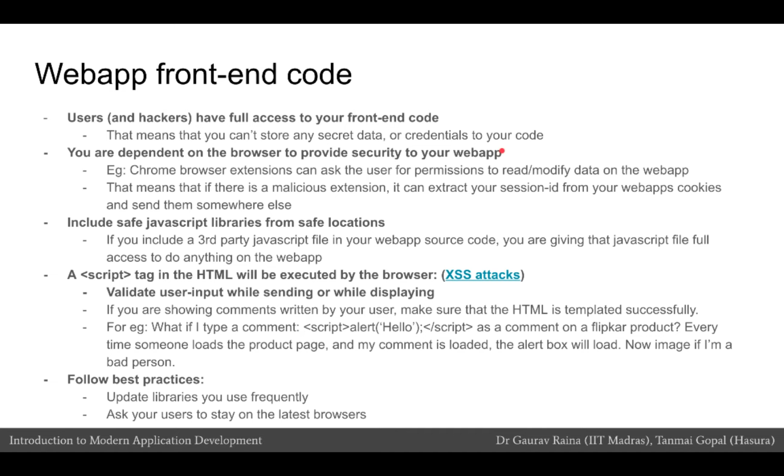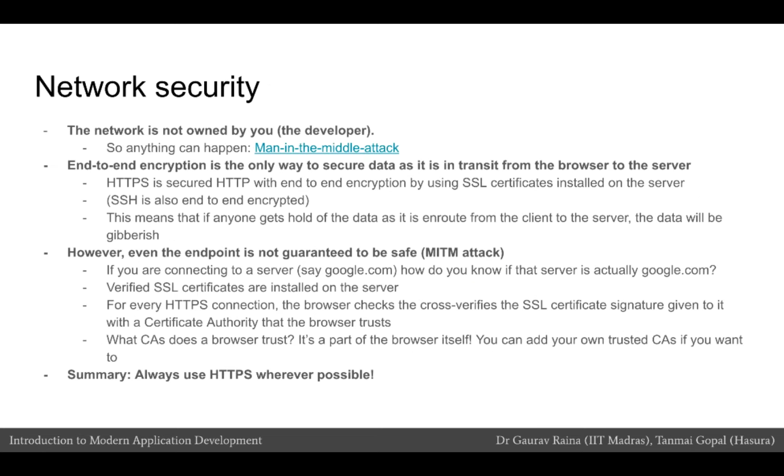A very simple thing that a lot of developers forget to do, which becomes a source of common errors and security risks, is if we don't update the libraries that we use frequently. For example, if we're using jQuery, we should make sure that we're on the latest stable version of jQuery. And we should also always keep asking our users to upgrade and stay on the latest browsers that don't have security vulnerabilities.